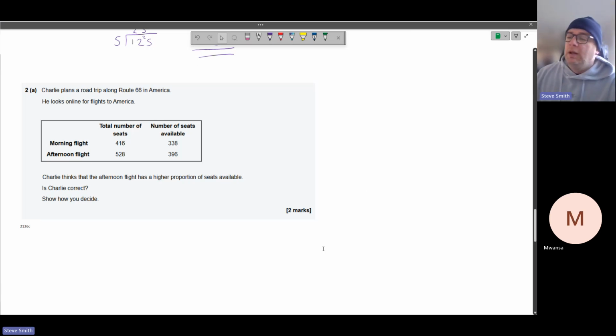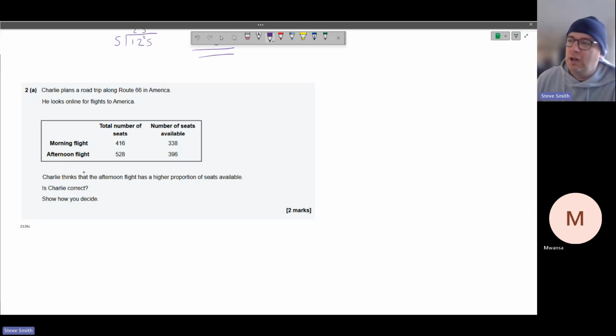Charlie plans a road trip along Route 66. Oh, this is the one we had the other day where we're talking about proportion. He looks at online flights to America. Charlie thinks the afternoon flight has a higher proportion of seats available. So it's, again, comparing. It's a calculator paper, so we don't need to worry about changing the denominators into the same number. So this one's got 338 available out of 416. It's the morning.